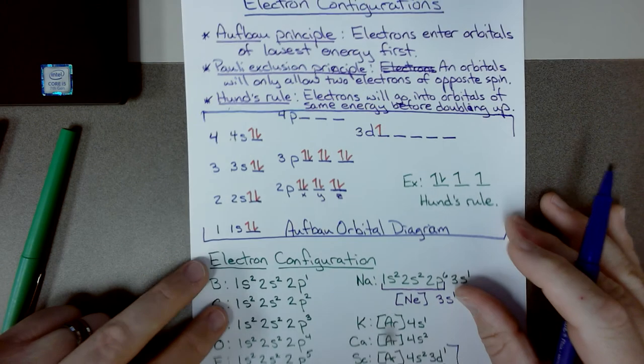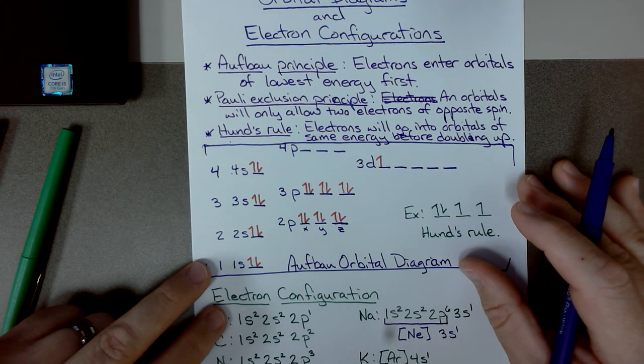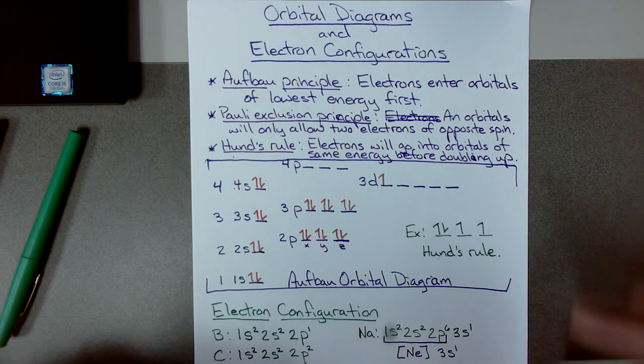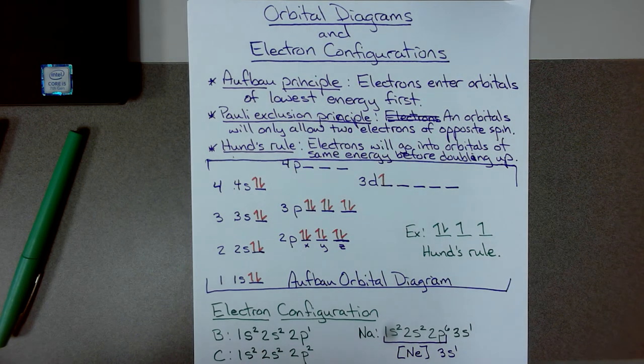And that is orbital diagrams and electron configurations first lesson. I'll do another lesson, part 2, in just a minute.